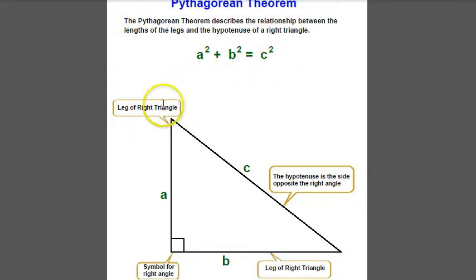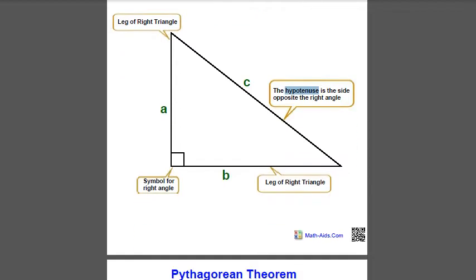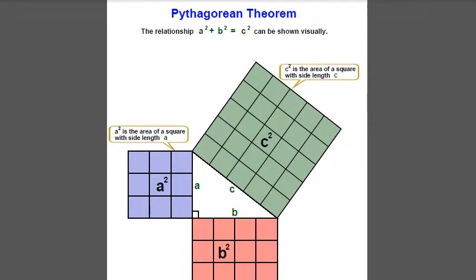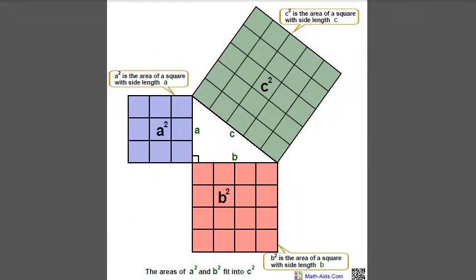And here we see the leg of a right triangle is given by A. Here's the symbol for a right angle, and the leg of the right triangle is B. And the hypotenuse, the one that everyone loves to spell, is actually just the longest side, or here they describe it as the side that is opposite the right angle. Now, what this relationship means is very important, and in order to understand what it is, I'm going to scroll to this visual example of the Pythagorean Theorem.